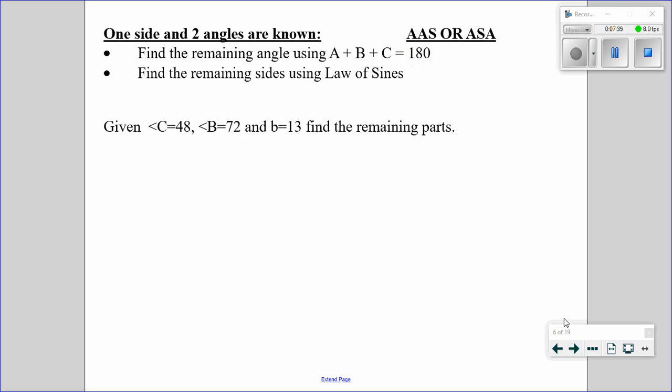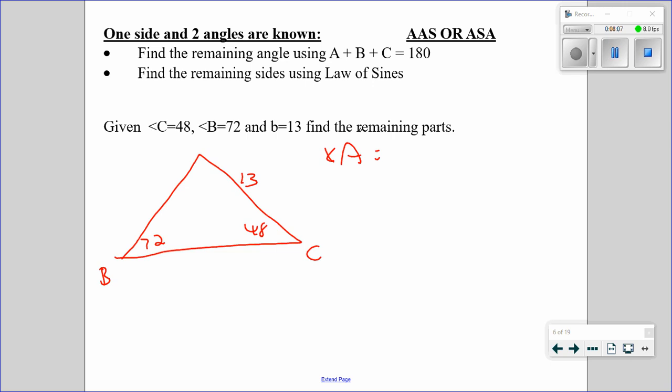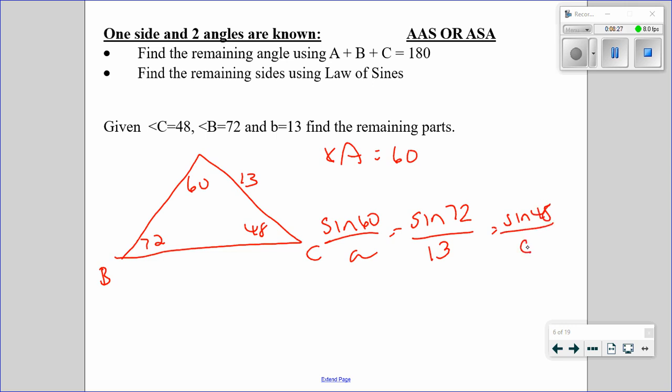So let's have you put me on pause and try this one. Okay, so to solve it, B is 72, little b is 13, C is 48. Angle A is going to be 180 minus 72 minus 48, which is 60 degrees. I'm going to put B in the middle this time: sine of 72 over 13, sine of 60 over little a, sine of 48 over little c.